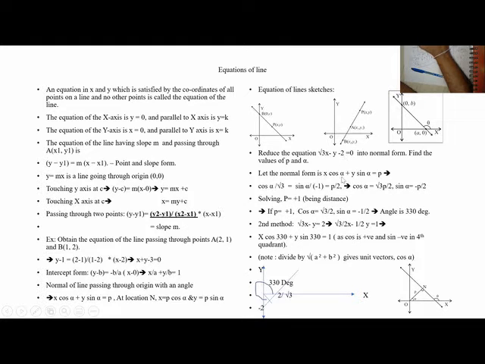So x cos alpha plus y sin alpha is 2 by 2, which is 1. P is 1. So we get straight away cos alpha, sin alpha, p if we divide this equation by root of a square plus b square. So both ways it can be done.